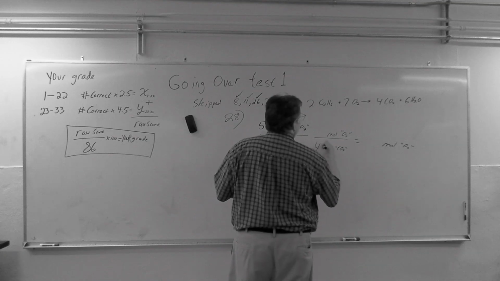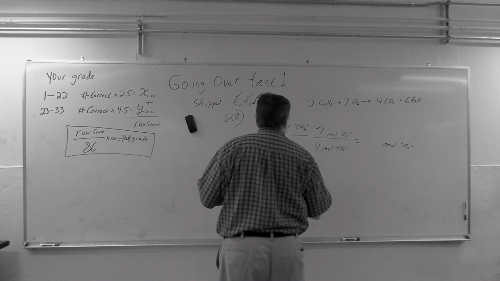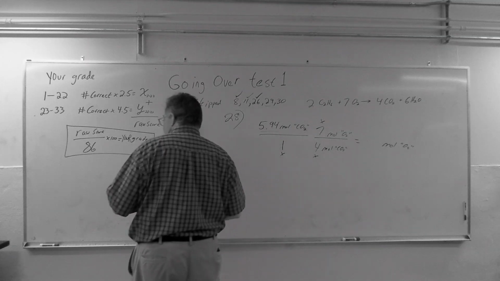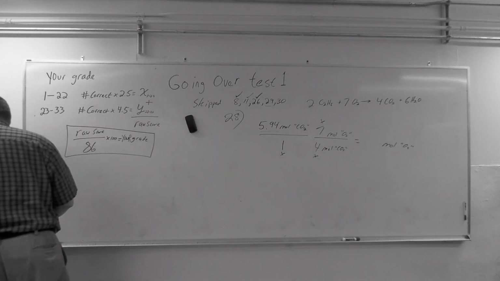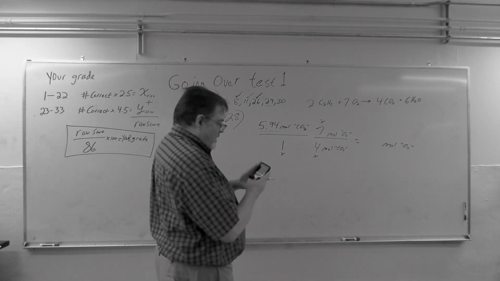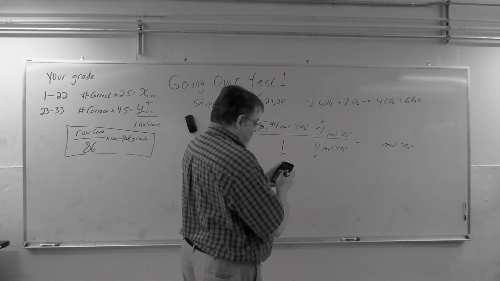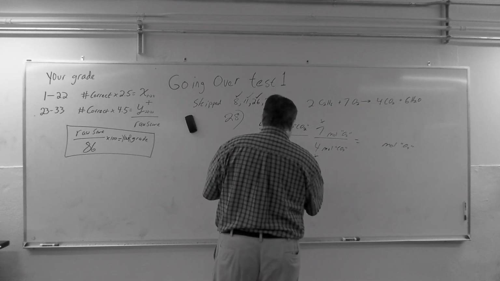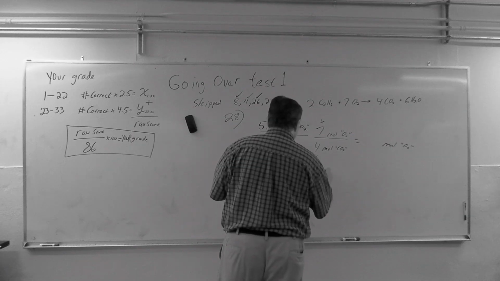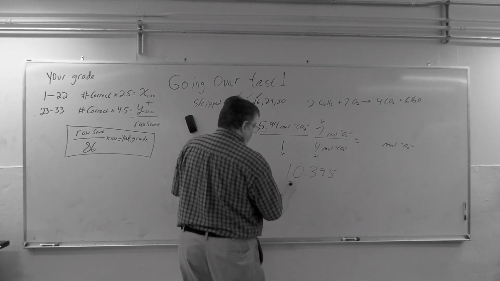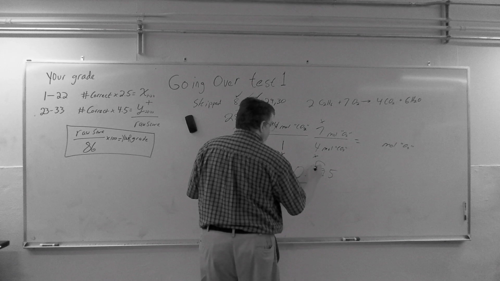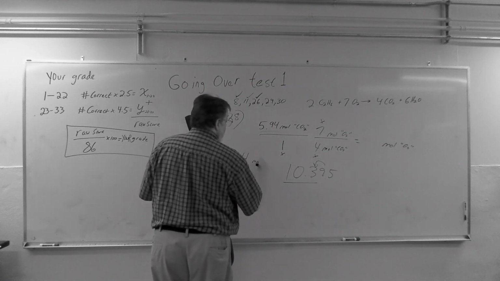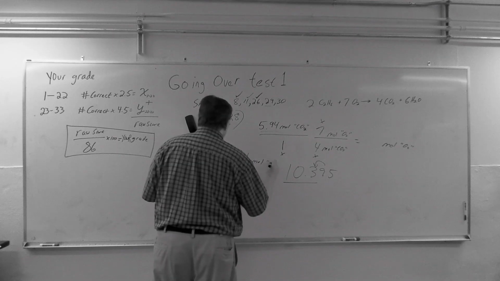CO2 is 4, O2 is 7. That's exact, three significant figures. 5.94 times 7 divided by 4. My calculator says, with three significant figures, the 9 rounds up, so there should be a 10.4 moles of O2.